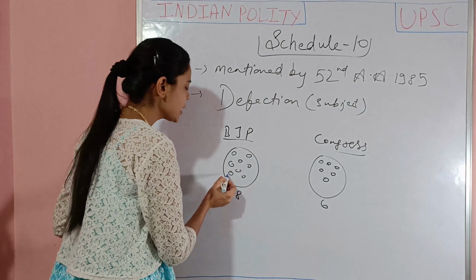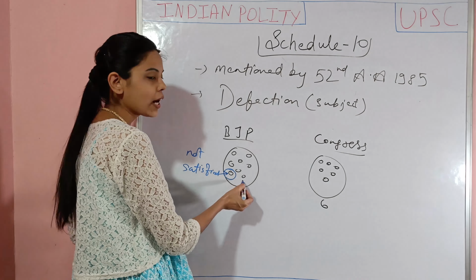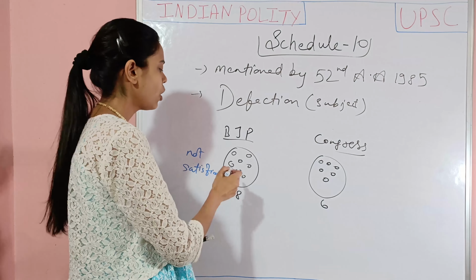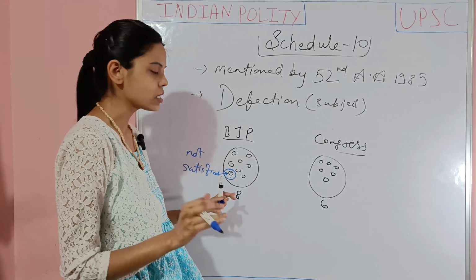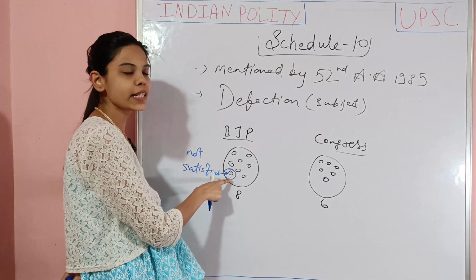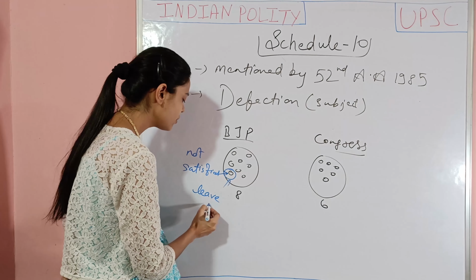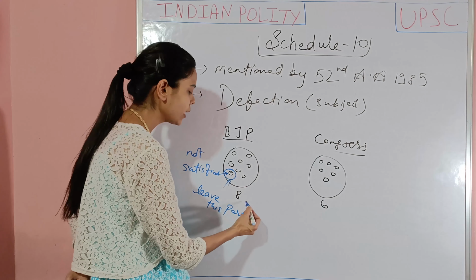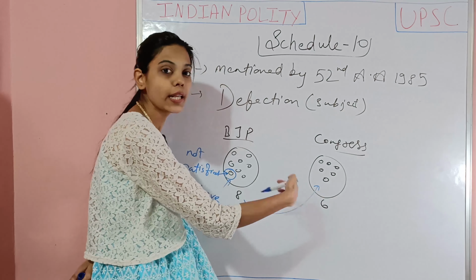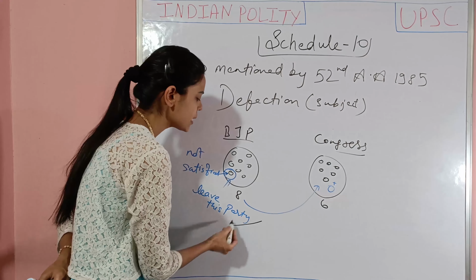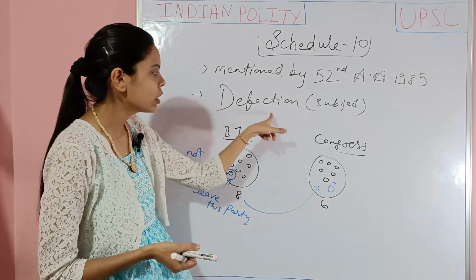Now, if a single member is not satisfied with his party or with his group of members on any issue, whatever the issue he has, it is another concern, but he is not satisfied with the party or with the members. So he can leave this party and join another party and become a member of another group. So BJP loses one member. Okay, fine. So this process is called defection.